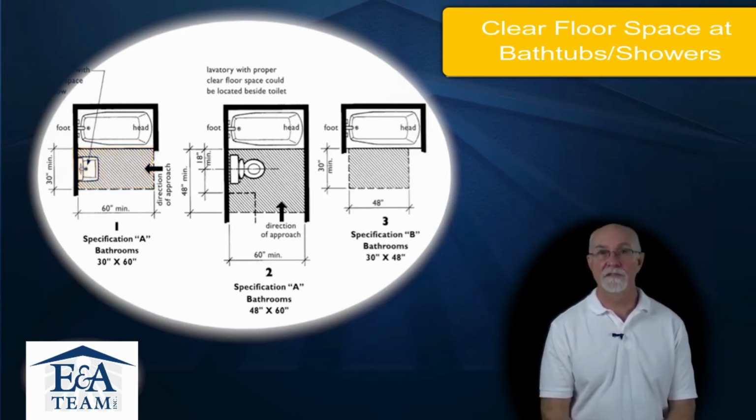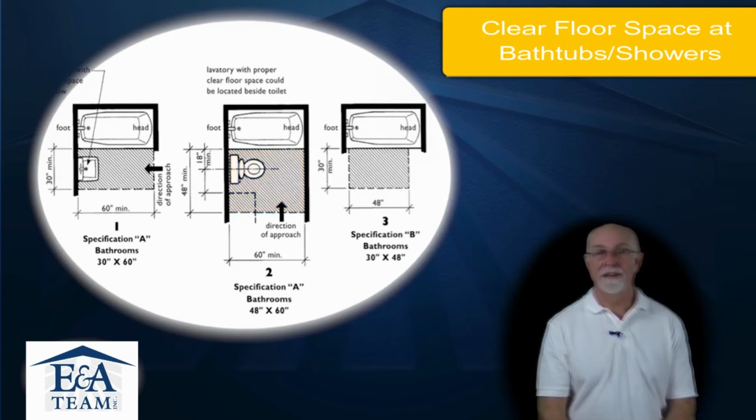In design number 2, also shown for specification A bathrooms, a slightly wider space is needed, 48 inches by 60 inches, because a toilet has been provided next to the tub rather than the lavatory. In this instance, the person in a wheelchair cannot swing their knees underneath the toilet. So they're going to have to do a forward approach and have the space to be able to reach across and adjust the controls. Once again, this is more difficult for a person in a wheelchair to be able to maneuver.